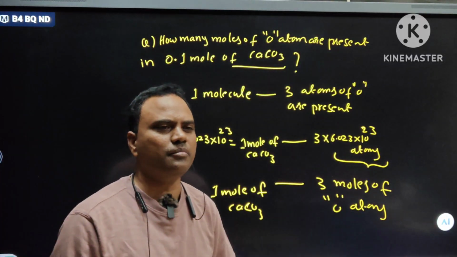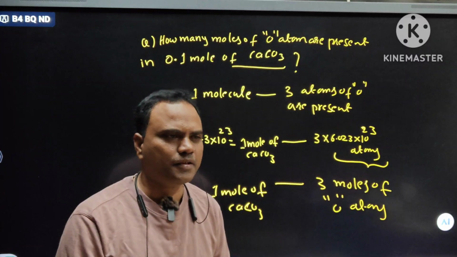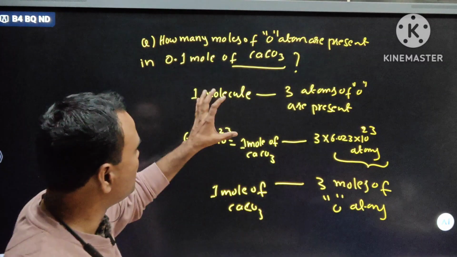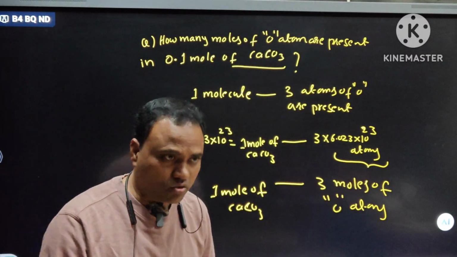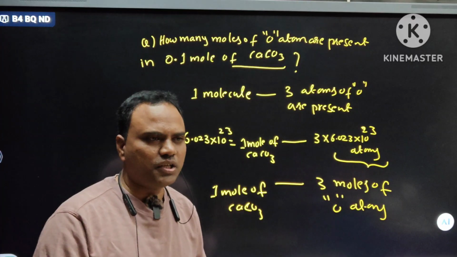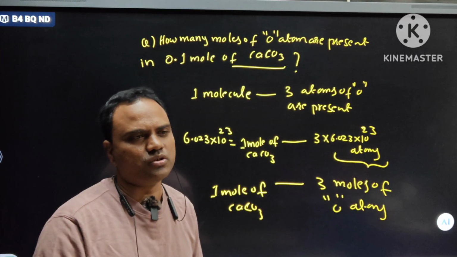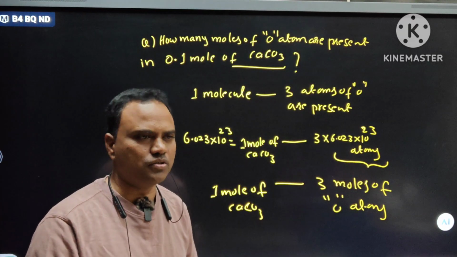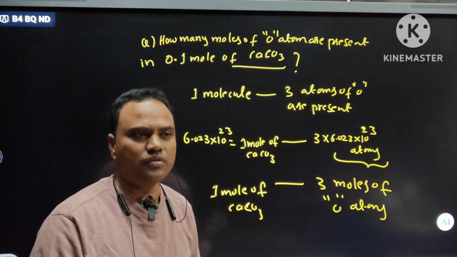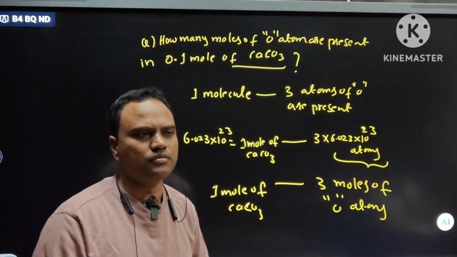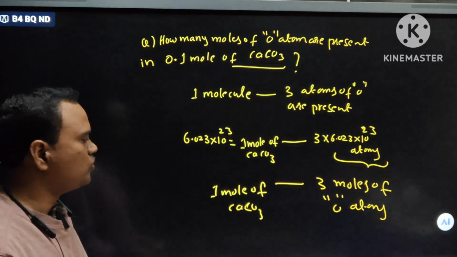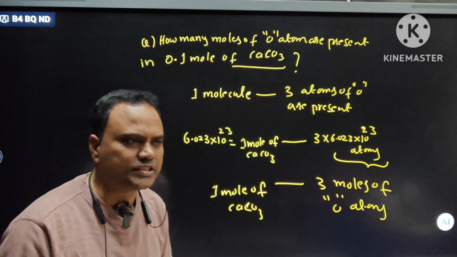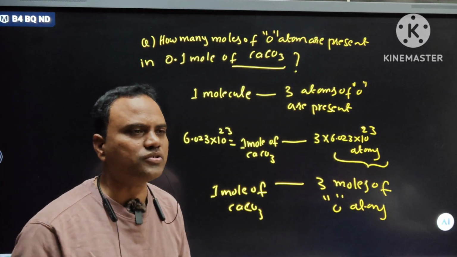Very important fundamental topic. Clear? You can write like this only. You have to prepare, okay? Listening one time is not sufficient. For stoichiometry, you have to do some working also. You have to observe what we wrote, what is the relation. So 1 mole of CaCO3 contains 3 moles of oxygen atoms.